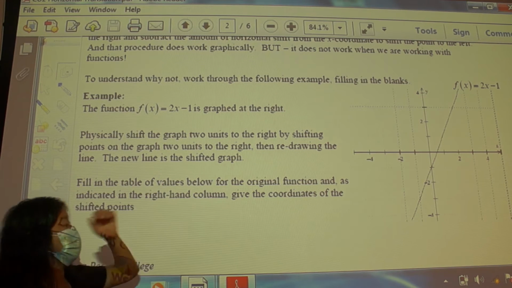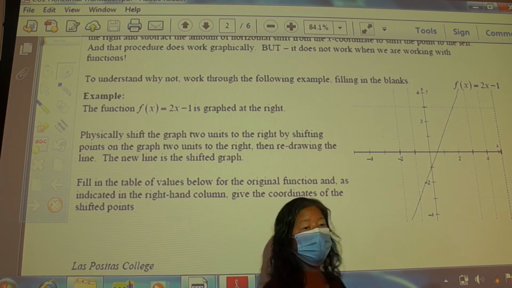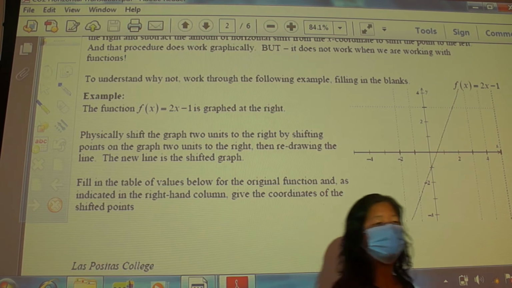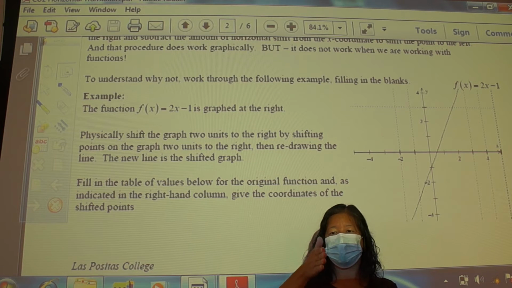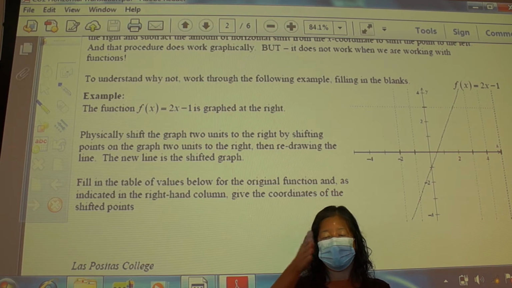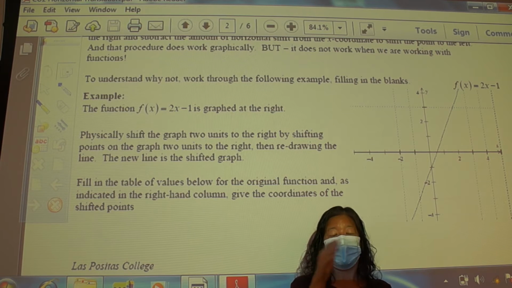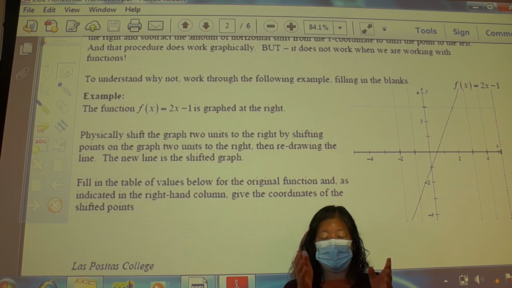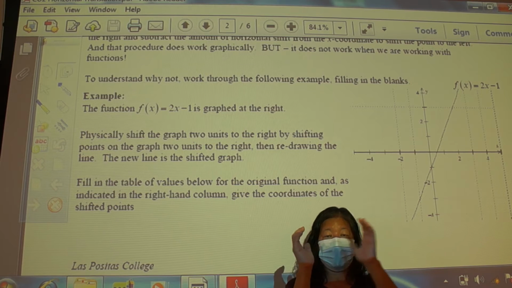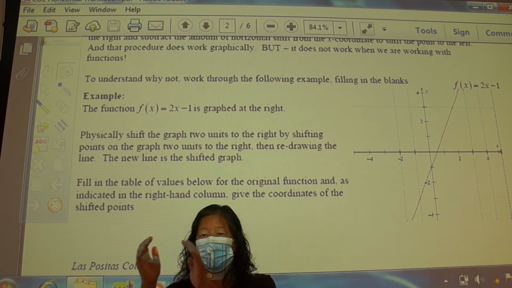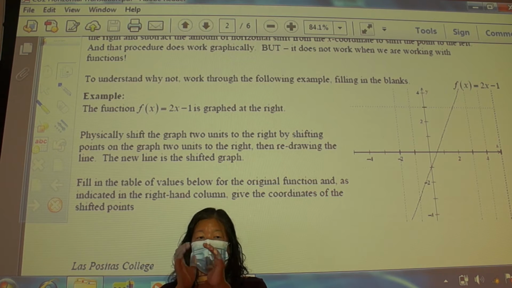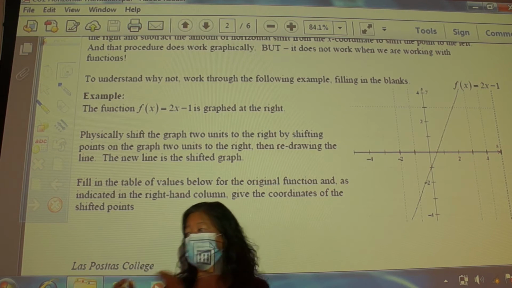Right now we're focusing on horizontal. If you're talking about just moving points, it's exactly the same thing. If I want to shift 2 to the right, it means that my x would increase by 2. If I wanted to shift 3 to the left, then my x value on the point would decrease by 3.